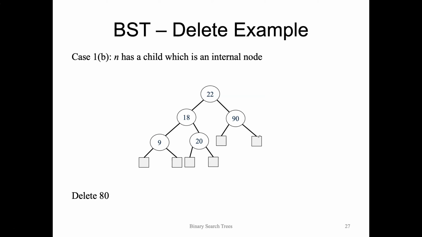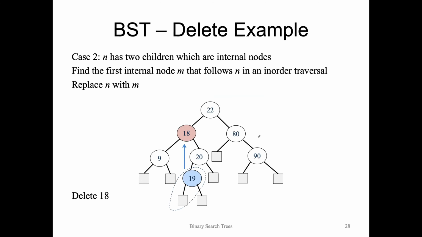Okay, so that's the first case of removing an item: the item we want to remove has at least one child which is a leaf. So let's look at a little bit harder example, where the node we want to remove has both of its children as internal nodes. So let's say we want to remove 18 in this case.